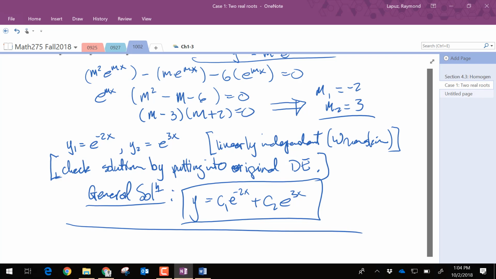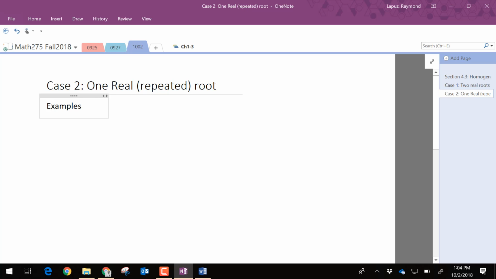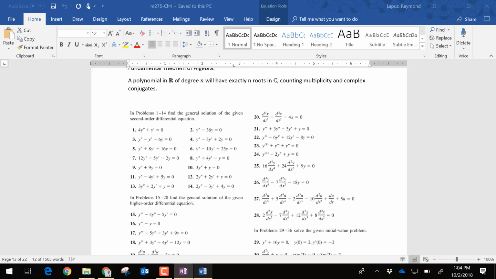All right. Our next case is when we get one real root. Let's see if we can come up with an example here. I would say maybe number 6, hopefully, we'll see.